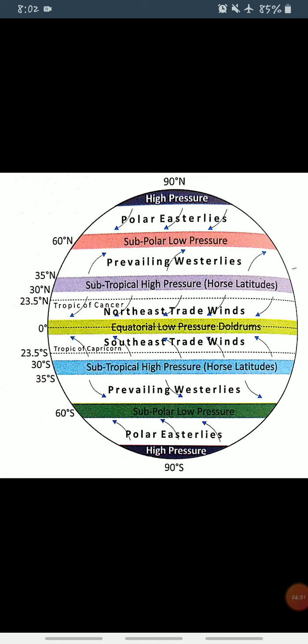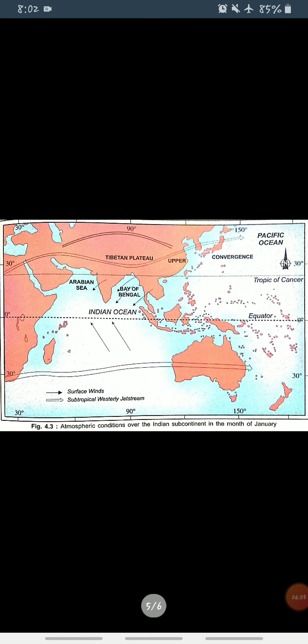Now you can learn this by the map. This is a map of atmospheric conditions over the Indian subcontinent in the month of January. You can see in the map the position of surface winds and subtropical westerly jet streams. Now you can see the direction of the winds, in which direction they are blowing. So the westerly jet streams, you can see the position, divided into two streams after it meets a barrier in the Tibetan highlands.